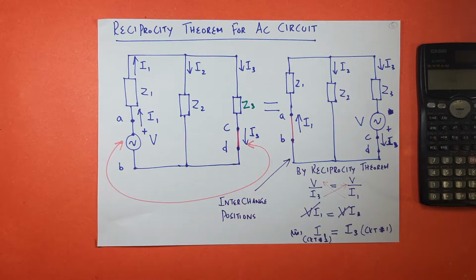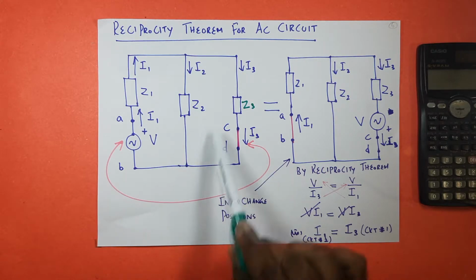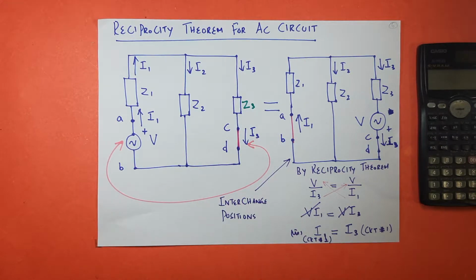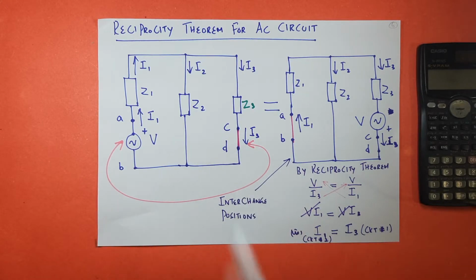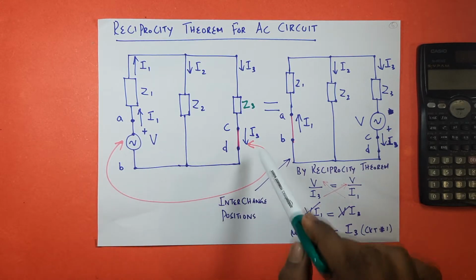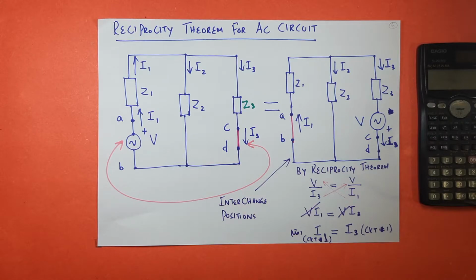Okay. First you find out what is this I3. Right? Next what you are going to do is, you are going to interchange the position. This CD will go here. This AB will come here. That is, this voltage source will come here with proper orientation. So you interchange the positions.